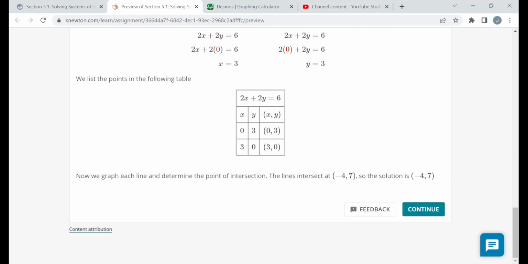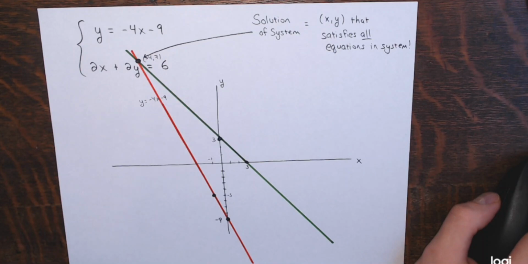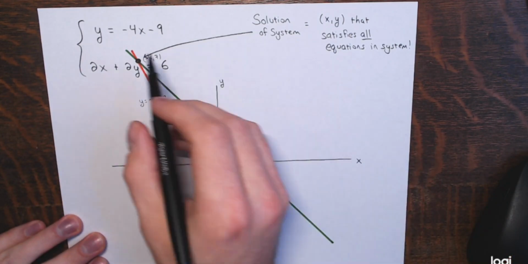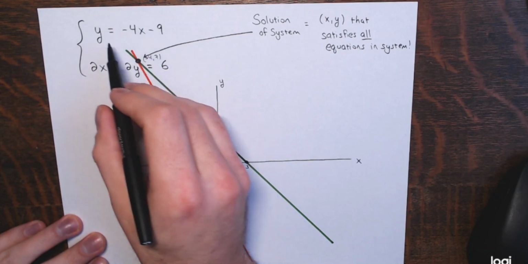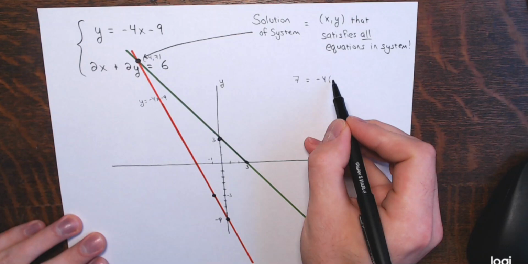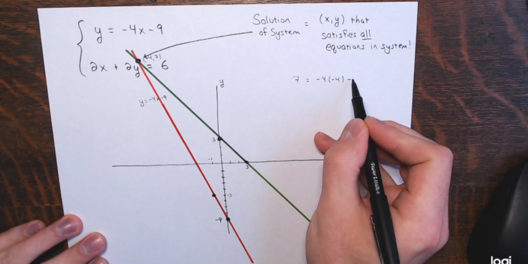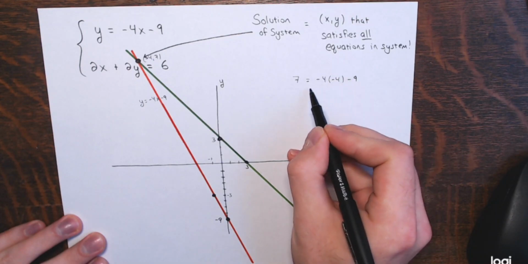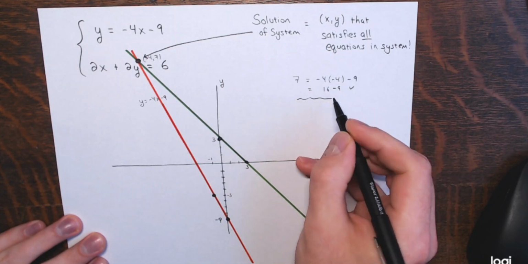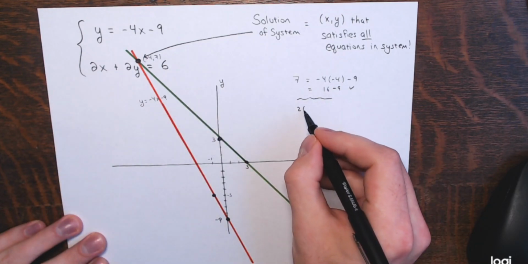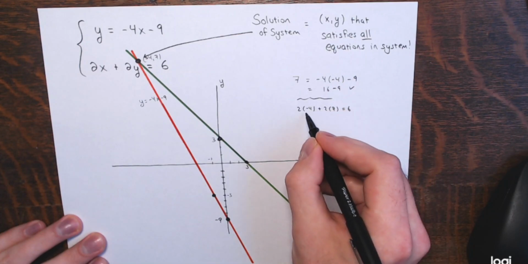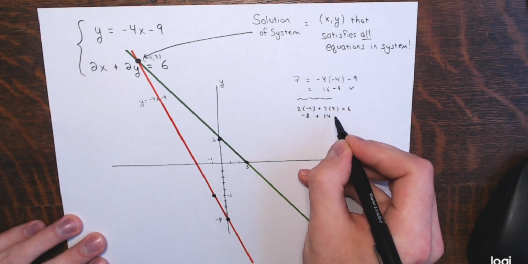Oh, and one more thing I wanted to point out was that the point negative 4, 7 satisfies both equations. If I plug in negative 4 for x and 7 for y, in the first equation you'd have 7 equals negative 4 times negative 4 minus 9. That's 16 minus 9 equals 7, that's true. And then the other equation, you'd have 2 times negative 4 plus 2 times 7 equals 6. This is negative 8 plus 14 equals 6. That's true. 6 equals 6.